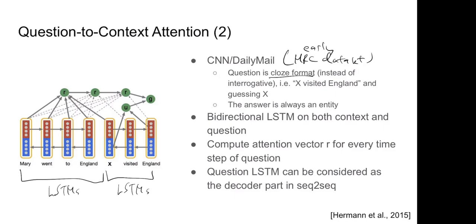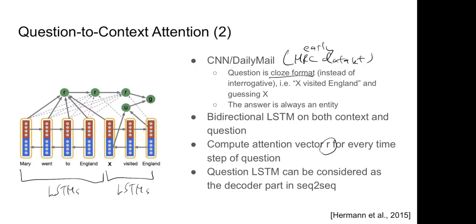And then they want to summarize the context, but they don't want to just summarize the context offline. They want to summarize the context for each question word, which means you're looking at the current question word and using this question word to get the summary of the context. What you're computing is basically R in this setup. So you're computing R, which is the summary of the context at each time step of the question.